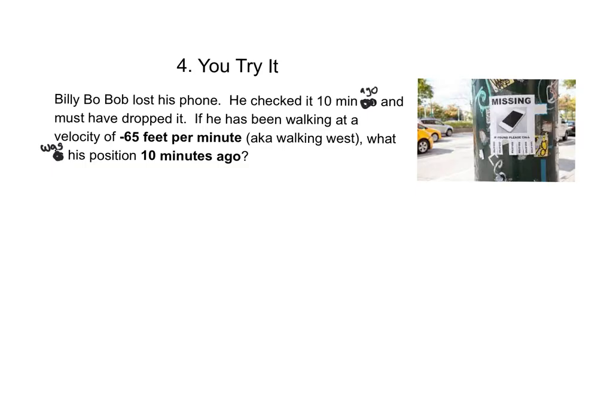Okay. So here's a you try it. Again, sorry, there's some typos on here, but we've got Billy Bo Bob lost his phone. Silly Billy Bo Bob. He knows he checked it 10 minutes ago, but must have dropped it. If he has been walking at a velocity of negative 65 feet per minute, so he's walking west, what was his position 10 minutes ago? Go ahead and pause this and give it a try.